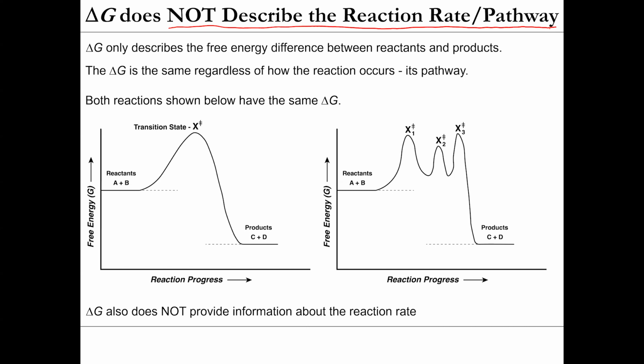So both these reactions here have the same delta G, even though this reaction has one transition state, the state where the reaction is neither fully reactants nor fully products. This reaction here has 3 different transition states, but both reactions have the same delta G. And also, importantly, I keep saying this, but delta G does not provide information about the reaction rate.